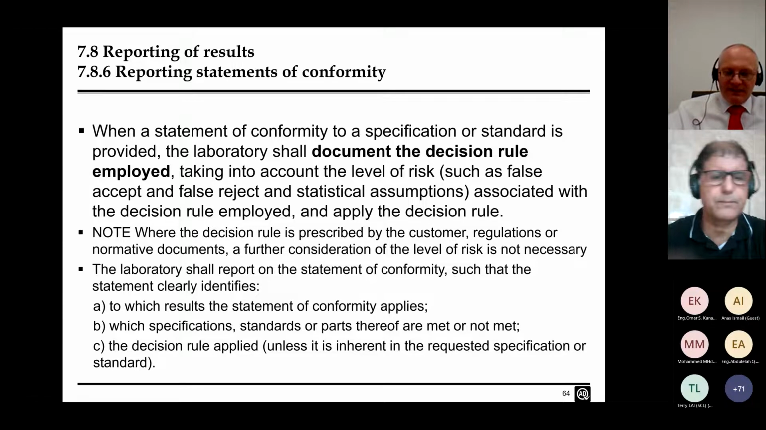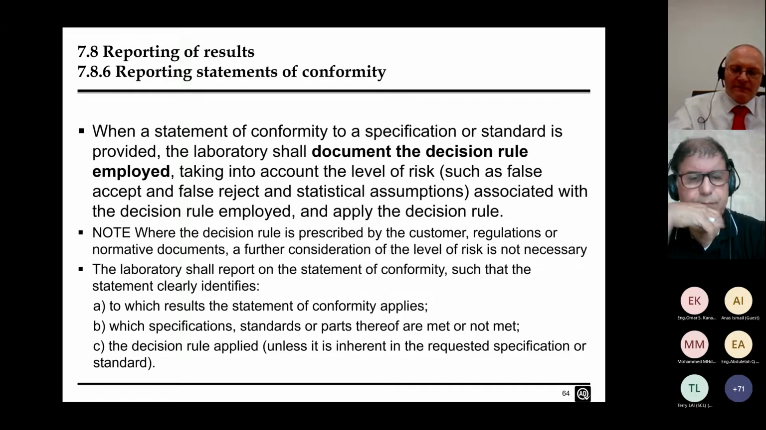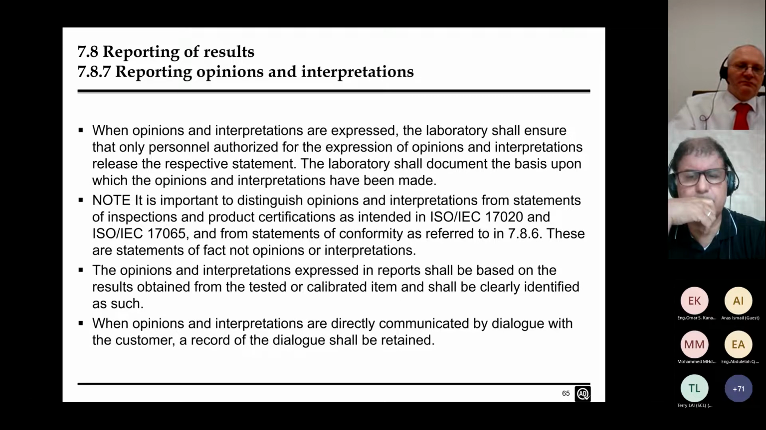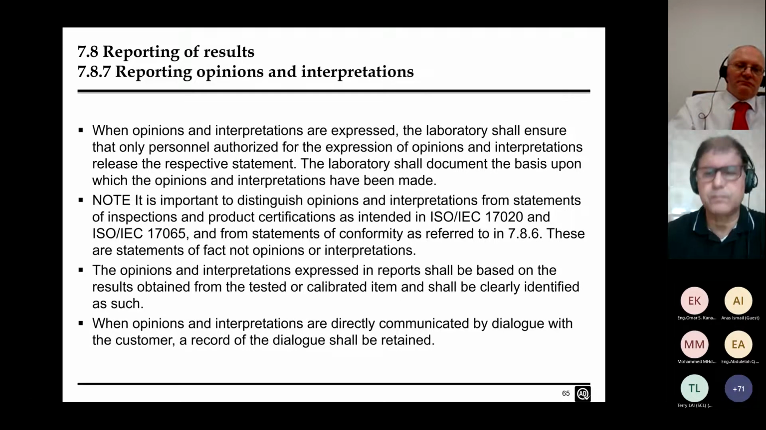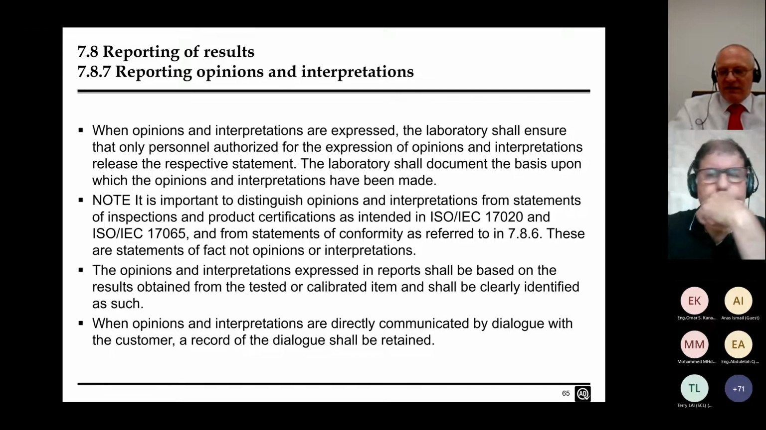So I'm sure we've all seen certificates that say the instrument meets all published specifications. Well, that's not good enough. You can't say that. We need specific information on what parts of what specifications it meets. Dr. Christos will, I think, be giving you some more information on decision rules.